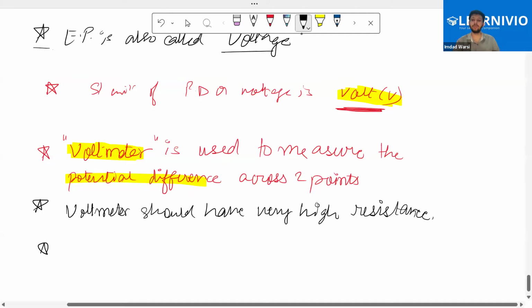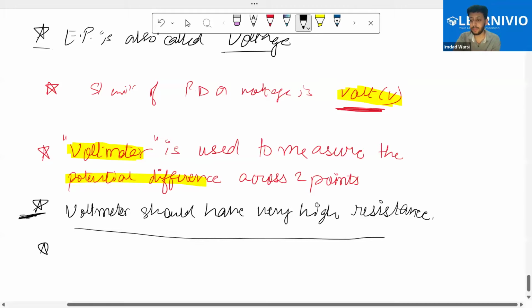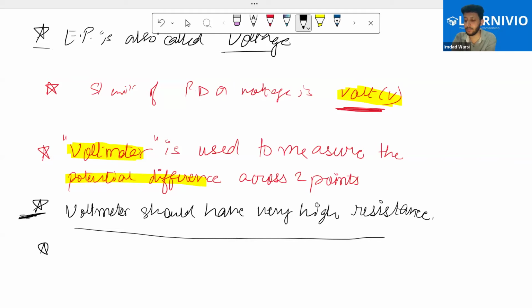Another point: voltmeter should be connected in parallel with the battery. Have you written this point?